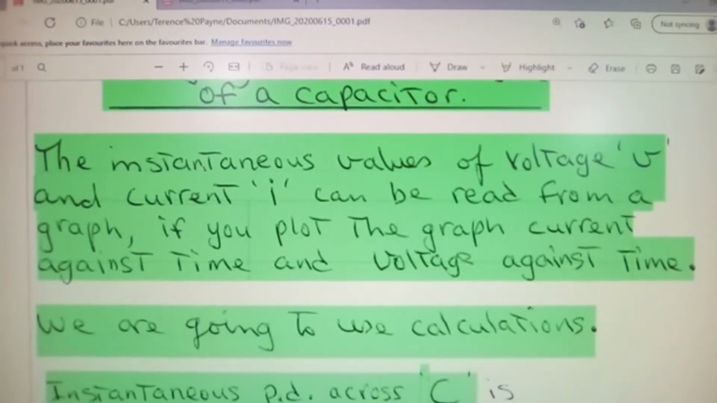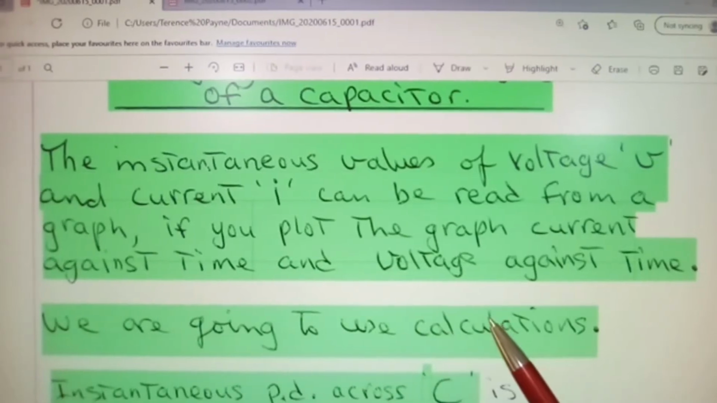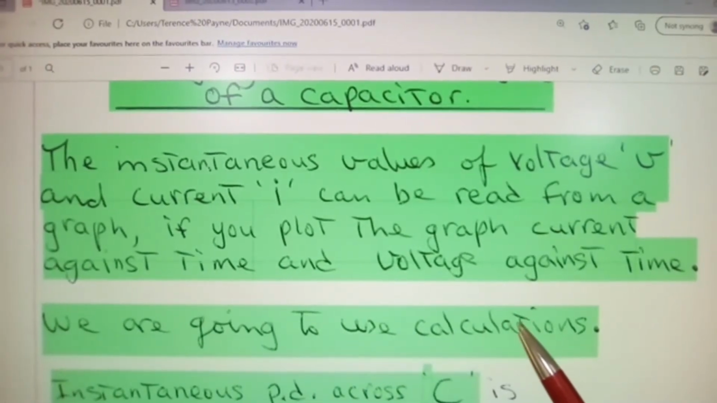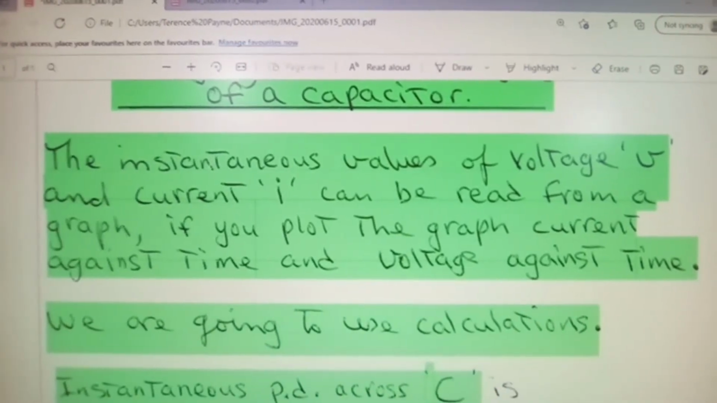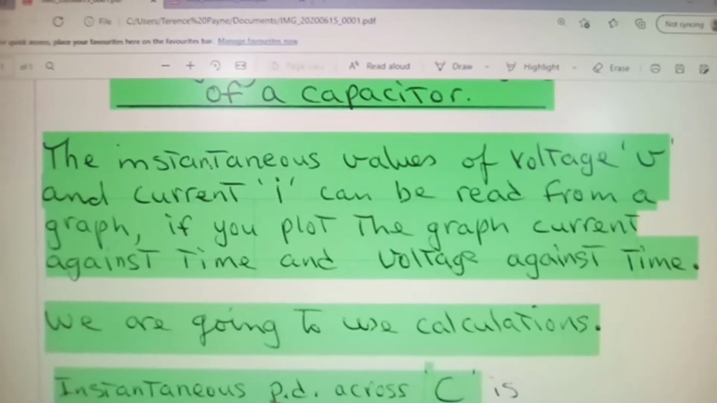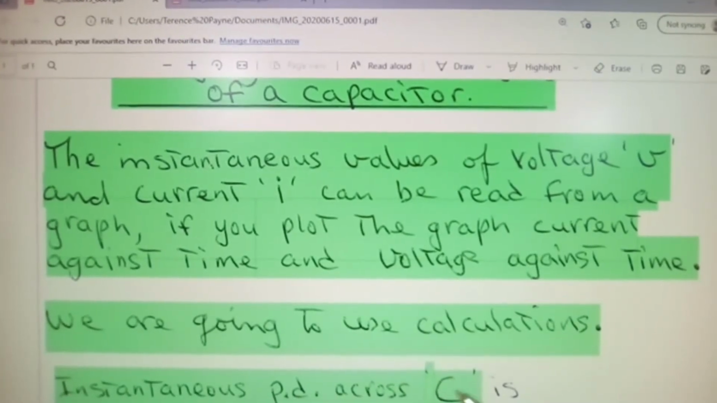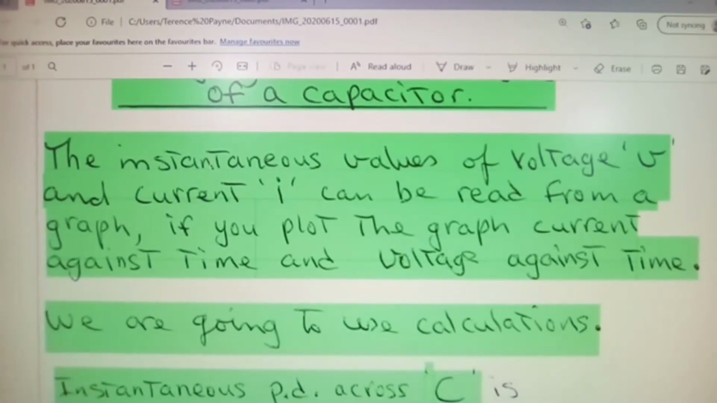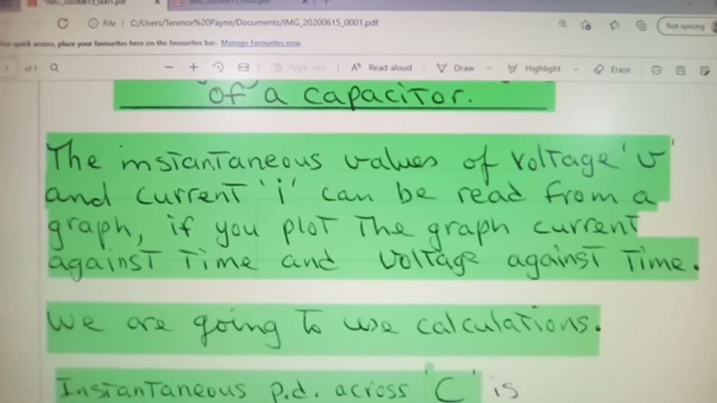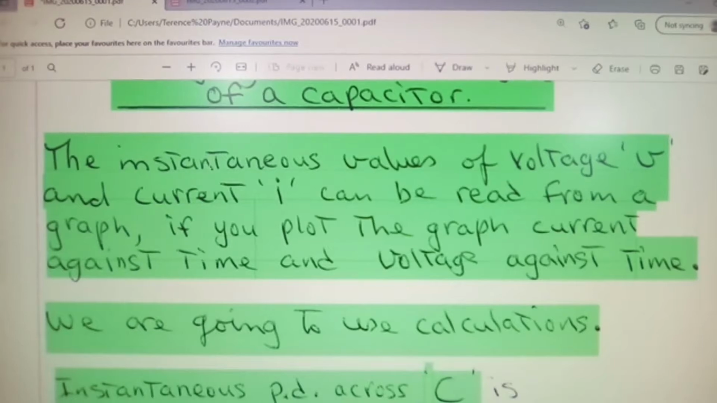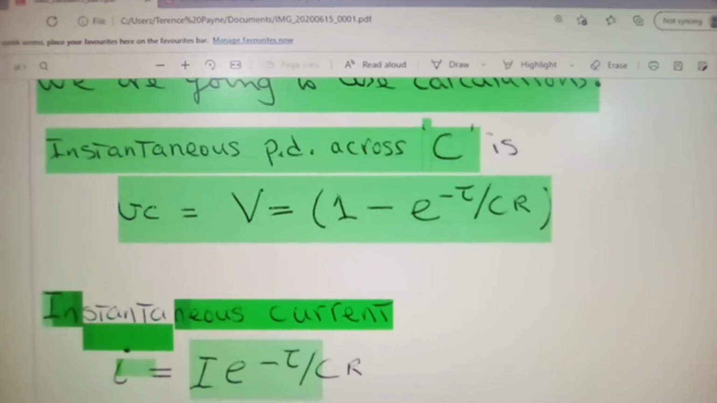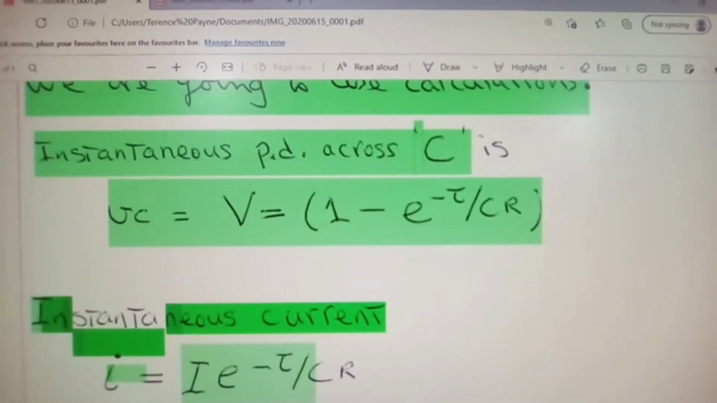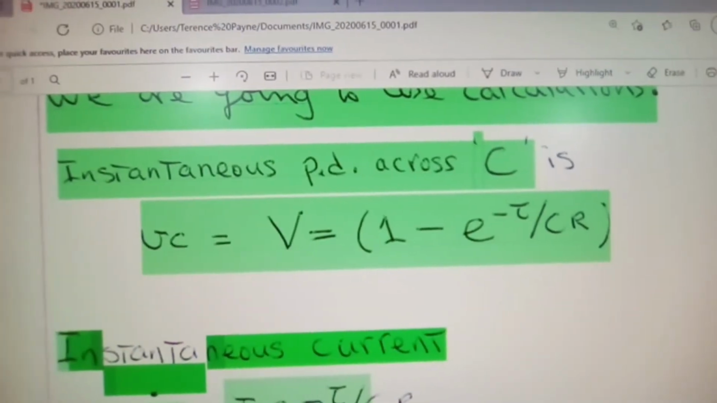Now, here we are going to use calculations to determine maximum current and maximum voltage in regards to the charging and discharging of a capacitor. Instantaneous PD, potential difference across C, the capacitor, is VC equals V open brackets 1 minus e to the minus t over CR. And please note, this is what we call the instantaneous value here.